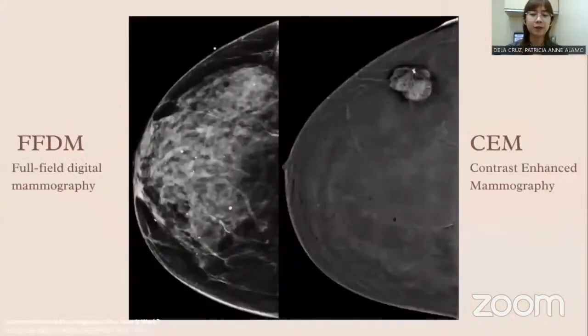Here is an example of a comparison of full-field digital mammography and the CEM or contrast-enhanced mammography. Here we can see the breast tissues. Then here, in our combined image, we can see a high uptake of contrast on the suspicious lesion. So, as you can see, it really helps in eliminating the unnecessary anatomical noise so that we can see the concern of the patient.